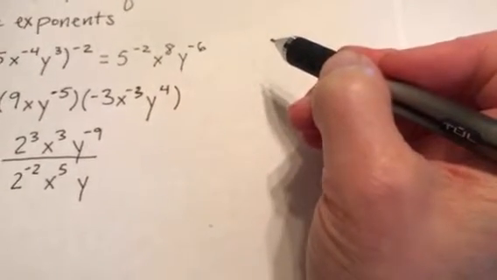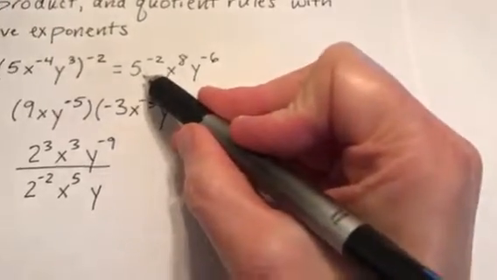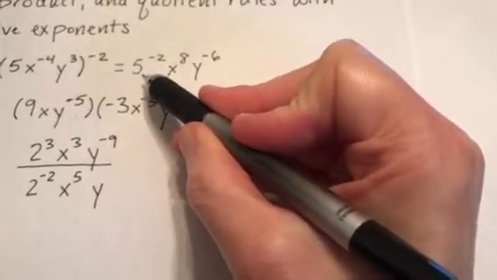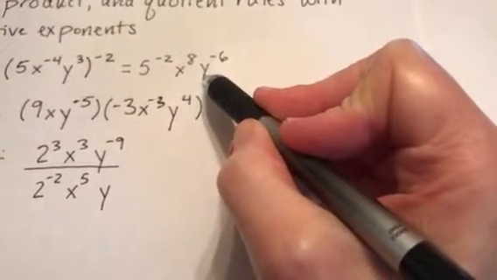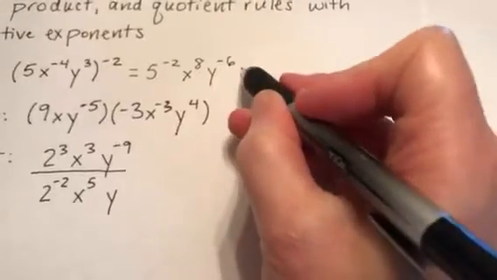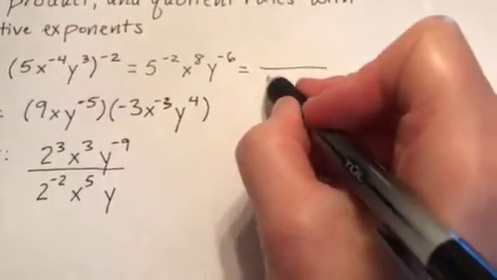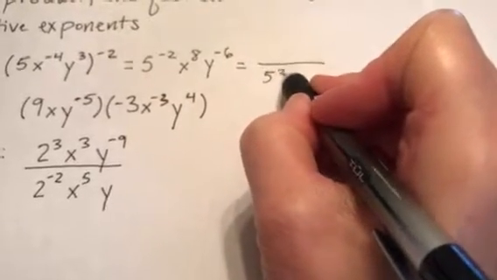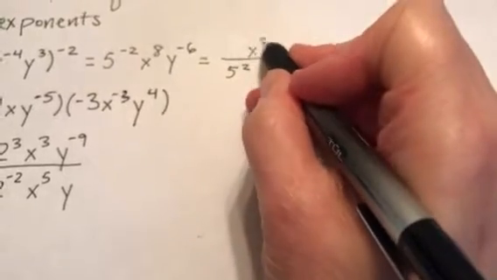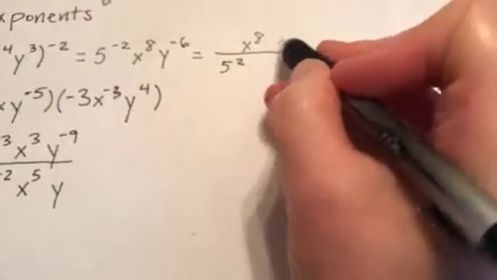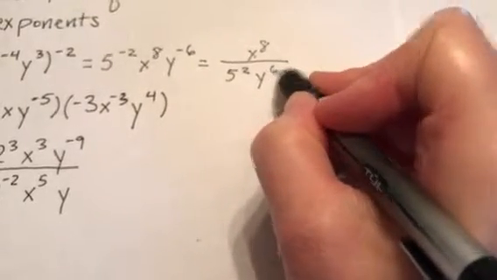And so anytime we see a negative exponent, that means to move this term to the other end of the fraction. Right now, all these are on the top of a fraction, so we can picture that as being over 1. And so the 5 needs to move down to the denominator of the fraction and become 5 to the positive 2 power. The x to the 8th stays in the numerator, and the y to the negative 6 moves down to the denominator and becomes y to the positive 6.